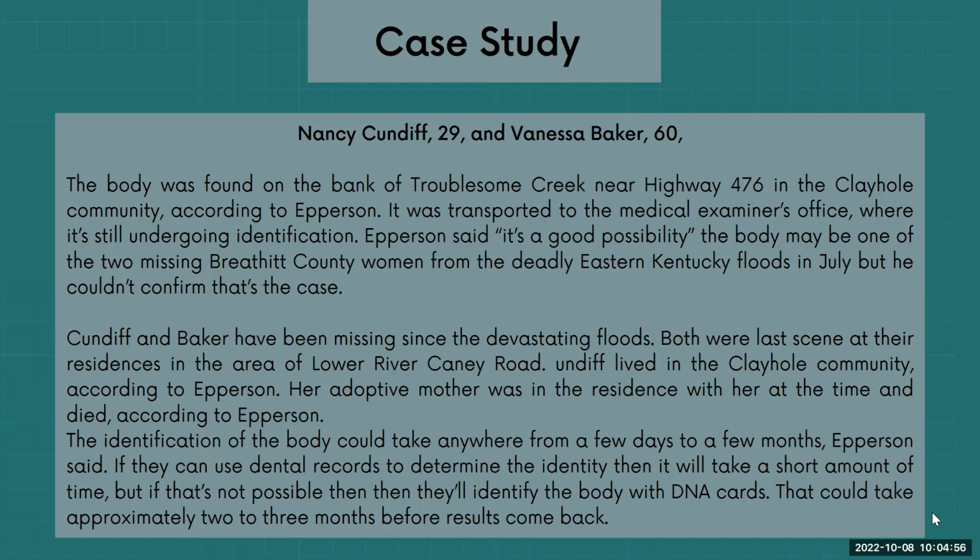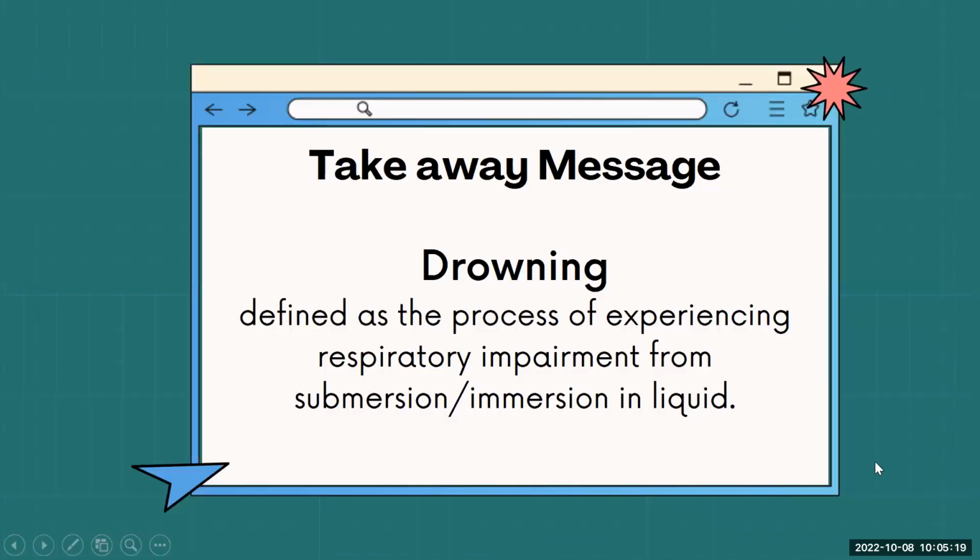The identification of the body could take anywhere from a few days to a few months, Epperson said. If they can use dental records to determine the identity, then it will take a short amount of time. But if that's not possible, then they'll identify the body with DNA records. That could take approximately 2 to 3 months before results come back. Next.